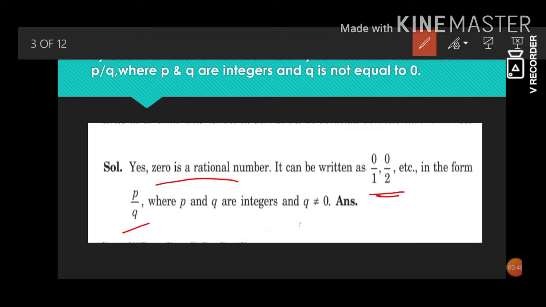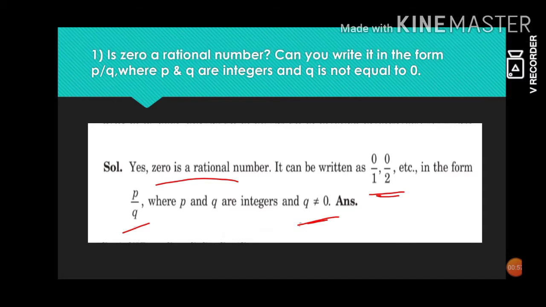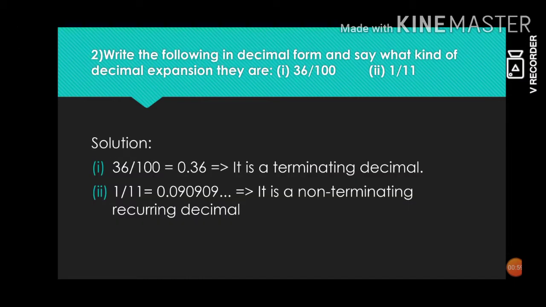P and q both are integers, that is 0, 1, 2, they are all integers, and the q, that is the denominator, is not equal to 0. So 0 can be written as a rational number in p by q form.